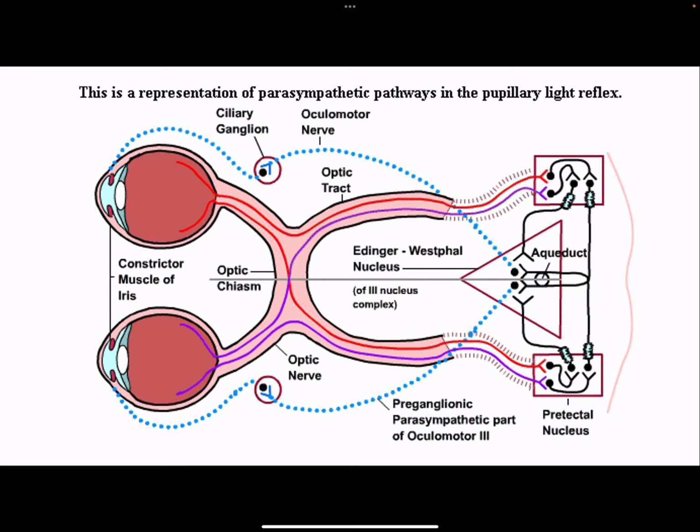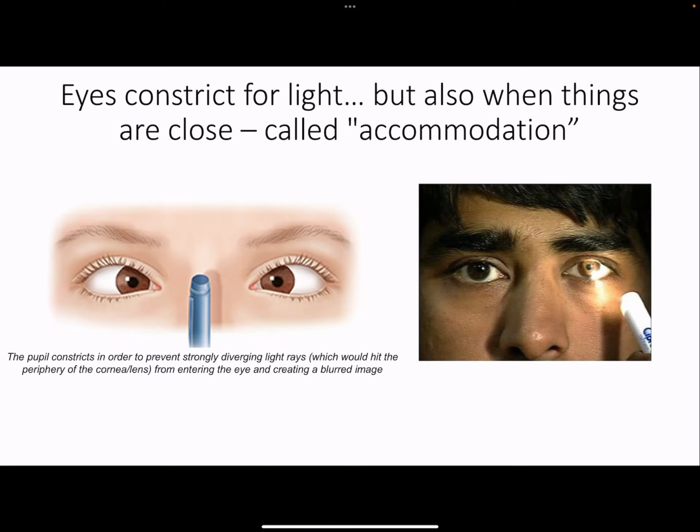We go to the pretectal nucleus, then it goes in the Edinger-Westphal, and then it goes back out, and it's going to cause constriction. So there's the light reflex, but you have a similar constriction reflex. So here's your light reflex, right? That's constricted. This one's not. But if you bring like a pen close to your face, anything close to your face, your pupils are also going to constrict there.